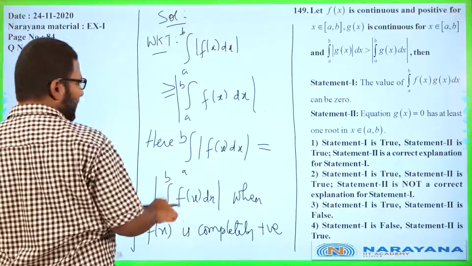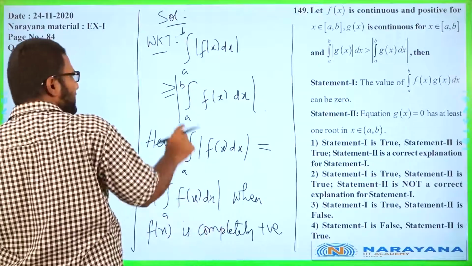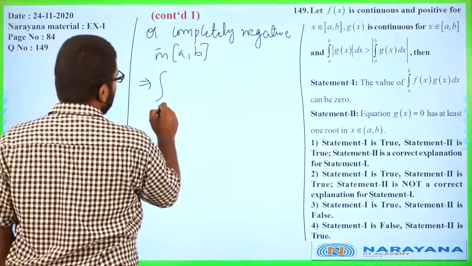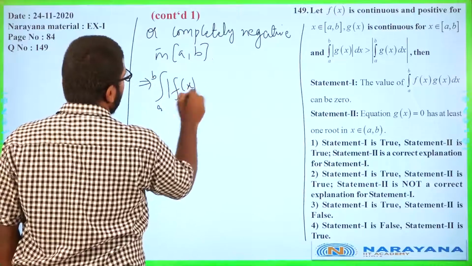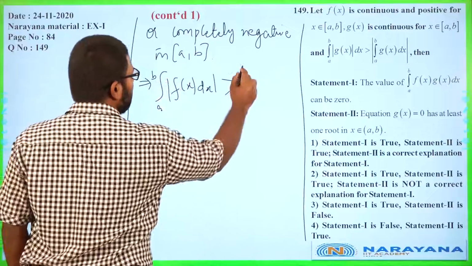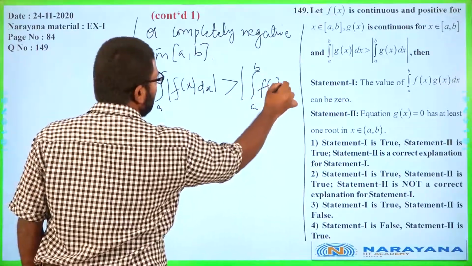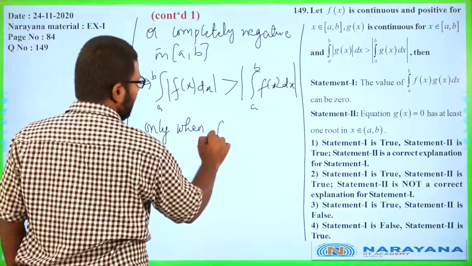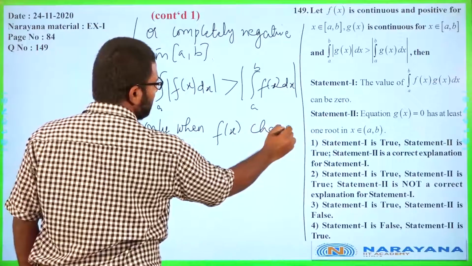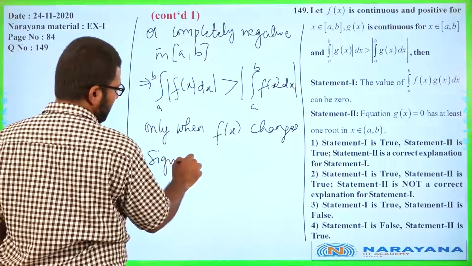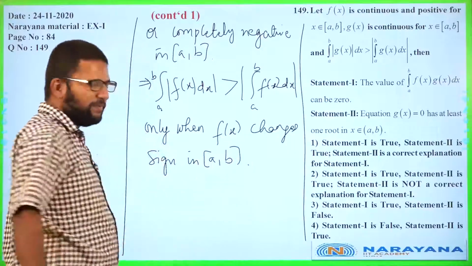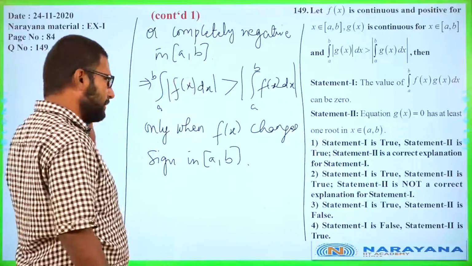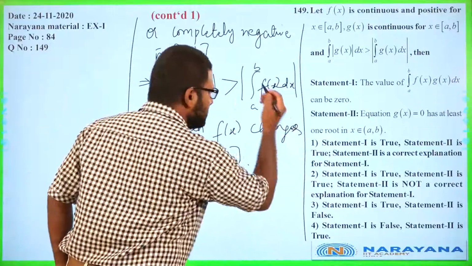So, if equality is valid when everything is completely positive or completely negative, that means the inequality should be valid when the opposite is happening, right, which means integral a to b mod fx dx is greater than mod integral a to b fx dx only when fx changes sign in a to b, right. Now, we will do a visual representation at the end, alright. First understand this. So, only when fx changes sign in a to b.